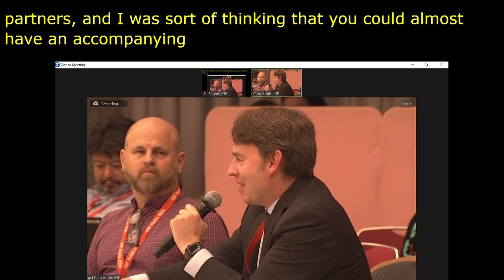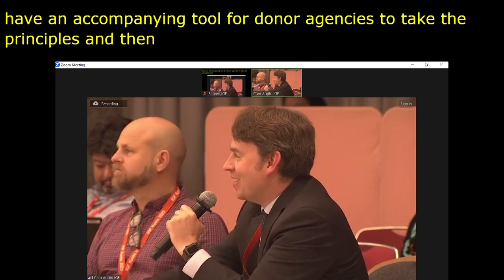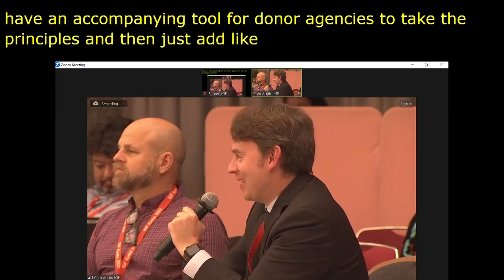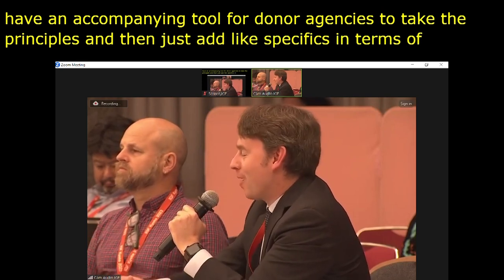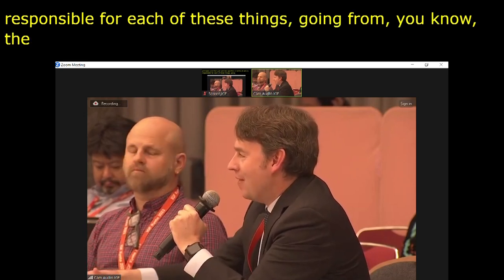And I was sort of thinking that you could almost have an accompanying tool for donor agencies to take the principles and then just add specifics in terms of who is responsible for each of these things, going from the actors to the events and opportunities and items or whatnot. And that could be particular to each government.